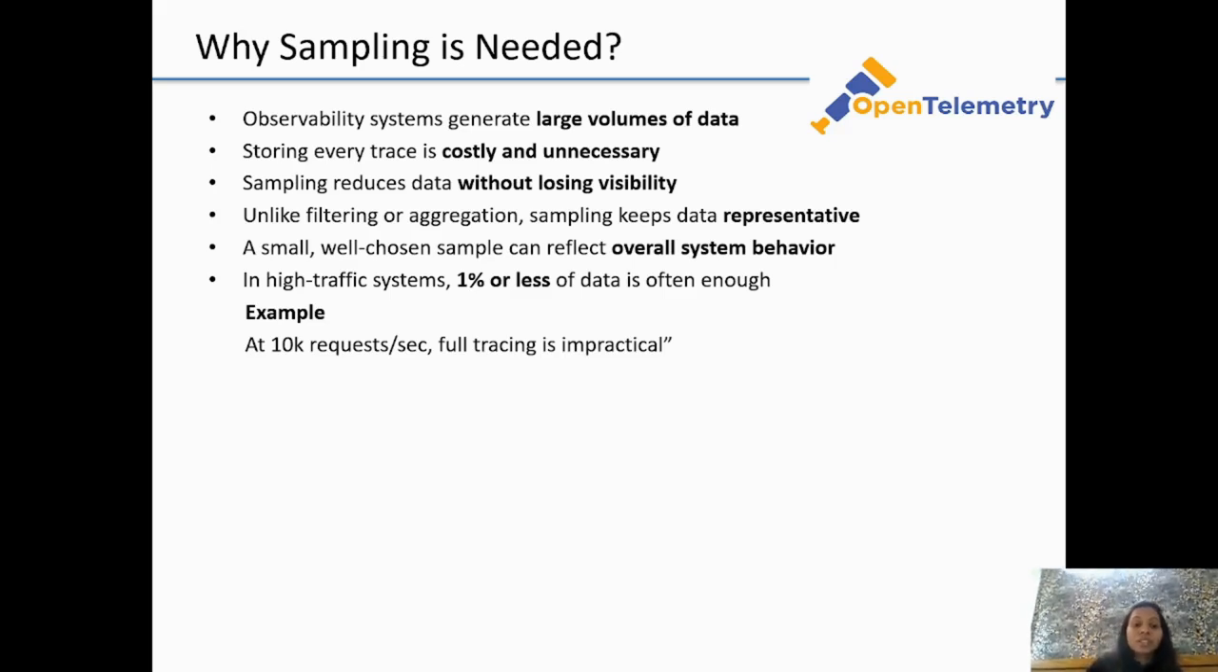If we consider an example, imagine a system handling around 10,000 requests per second. If we try to trace every request, the observability system itself becomes a bottleneck. In such a system, even 1% sampling is often enough to understand performance and errors. Right? So these are the reasons why we actually need sampling.